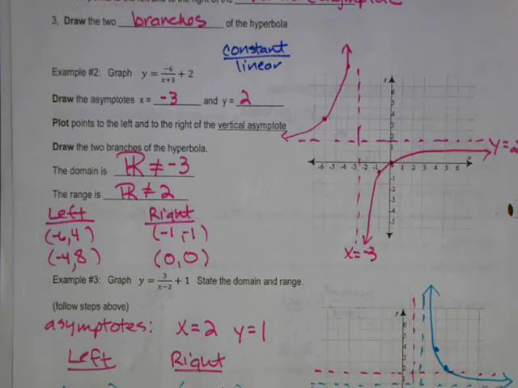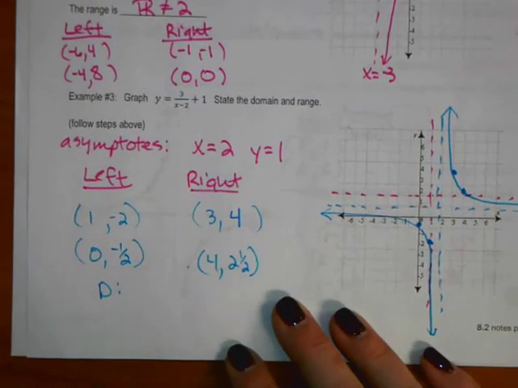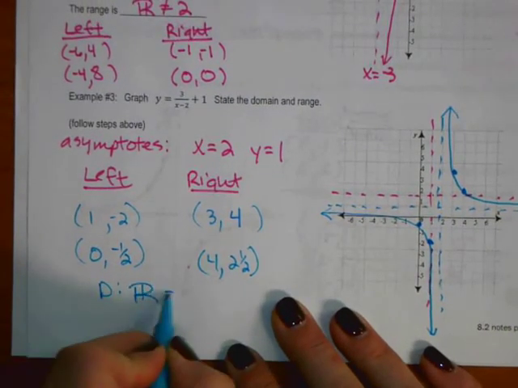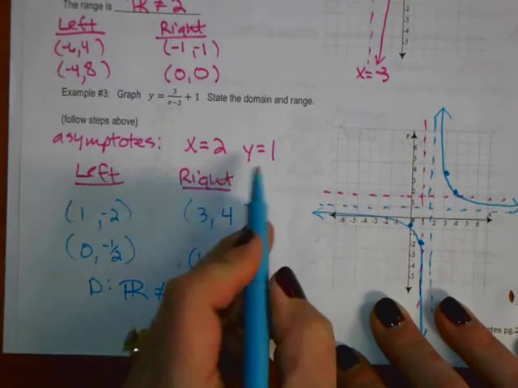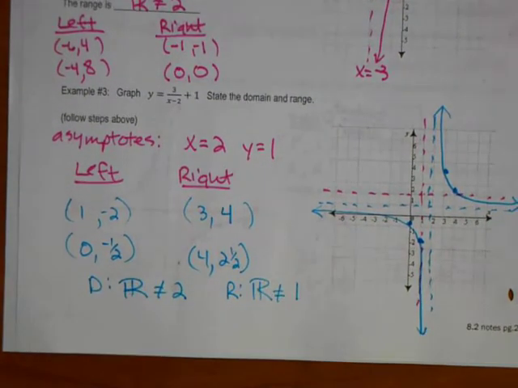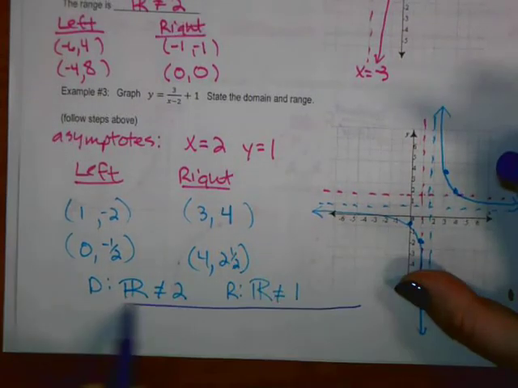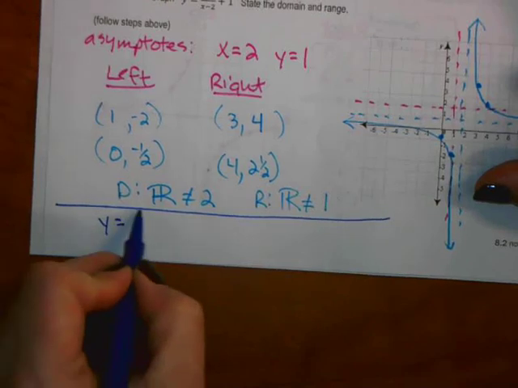We should also, of course, do domain and range. Domain is everything but what? 2. All reals but not 2. And the range is all reals but not what? 1. Now I have to show you one more thing, because you're going to see something on the worksheet that is not on here. So just write this function right here.